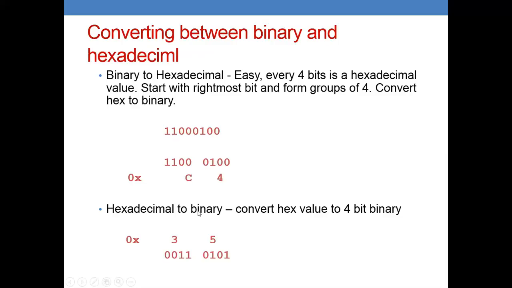Hexadecimal to binary, well, we take the hexadecimal digits here. So this is hex 3, 5. And the 4-bit representation of a 3 is 0, 0, 1, 1. And the 4-bit binary representation of the number 5 is 0, 1, 0, 1. So it's very easy to convert back and forth from hex to binary and binary to hex. And we'll make use of that.